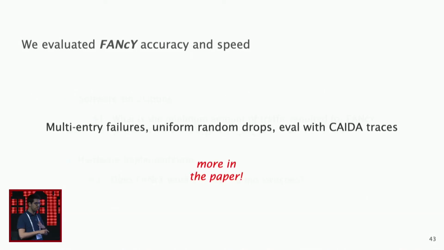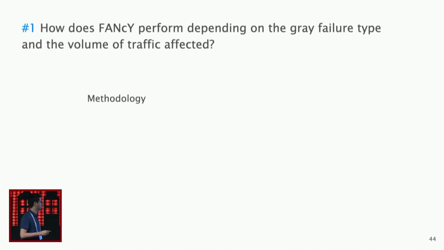Now, in the paper, we evaluated many more things, like multiple entry failures, uniform random drops affecting all the entries, and also some evaluations on CAIDA traces. For more information, refer to the paper. I have to say that those results follow the same pattern as what I'm going to show you now, which is more fundamental.